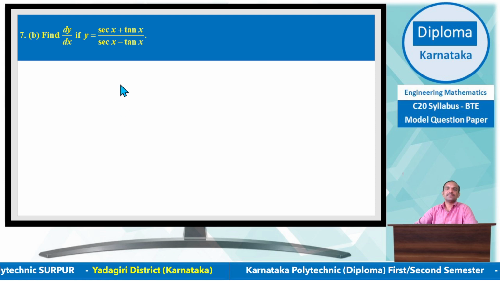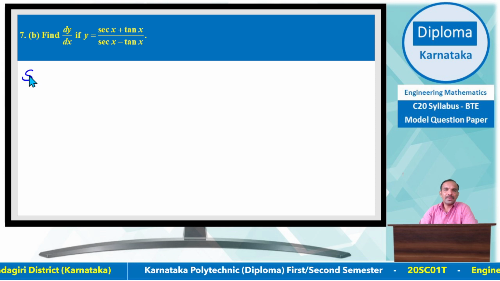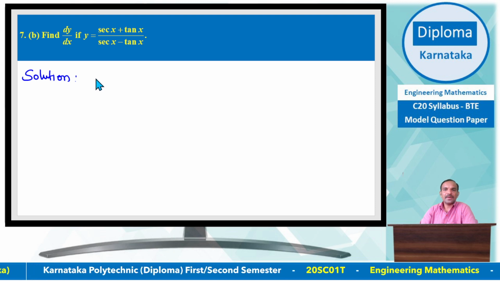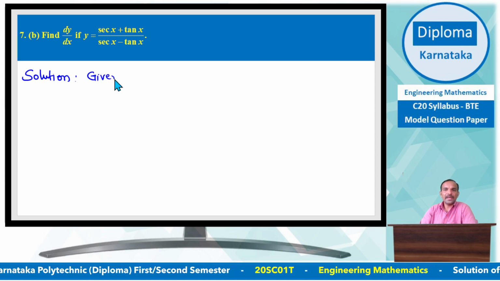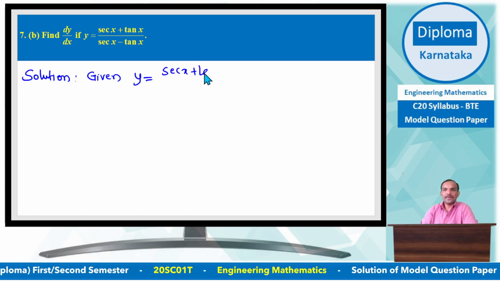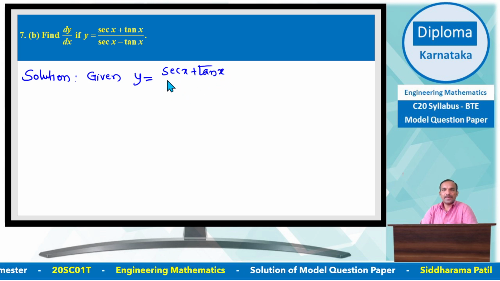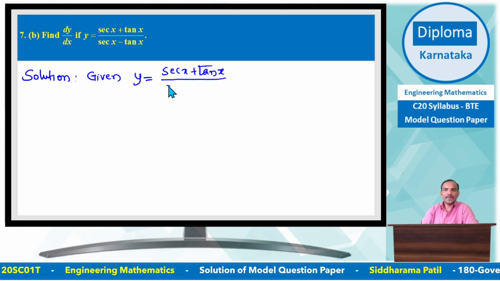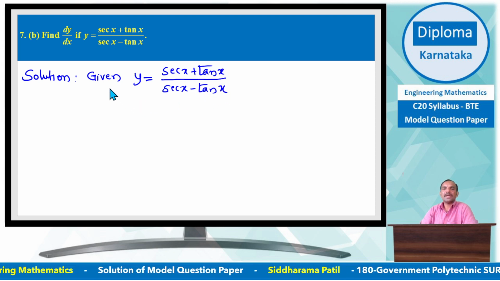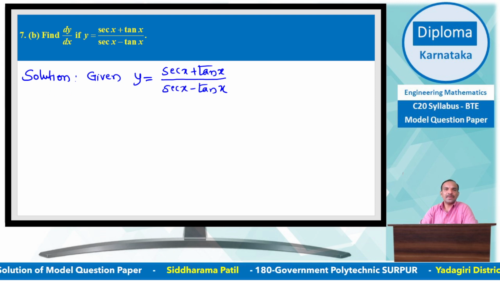Next, question 7b. Find dy by dx if y is given. Solution. Y is given as y equal to sec x plus tan x divided by sec x minus tan x. You have to find dy by dx. For this we are going to use the quotient rule.